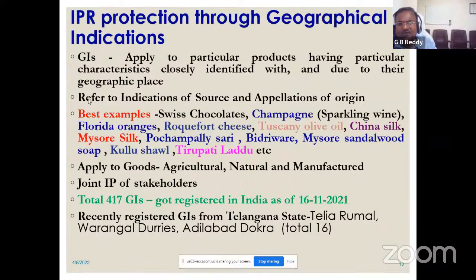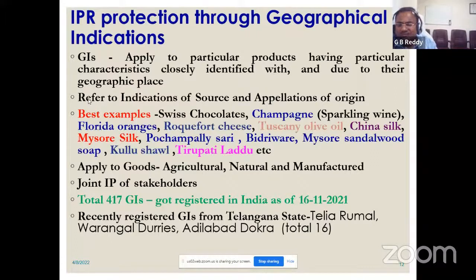The origin or the first source will be remembered, but it can be produced everywhere. Some of the best examples of geographical indications are on your screen. We have champagne, which is a wine, sweet chocolates, Florida oranges, Tuscany olive oil from Italy, Tirupati laddu, Kullu shawl, Mysore sandalwood soap from different areas in India.